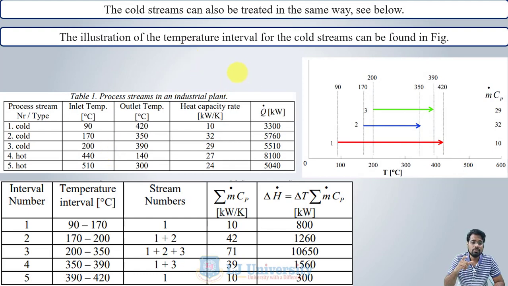Now similar steps are followed for the cold streams. For the cold streams, we can treat them in the same way. There are 3 cold streams. The temperature intervals are from 90 to 170, from 170 to 200, from 200 to 350, 350 to 390, and 390 to 420. From 90 to 170, there is only one stream, which is stream number 1. From 170 to 200 there are 2 streams, which are 1 and 2. Similarly for the other intervals, similar calculations are made for the enthalpy.